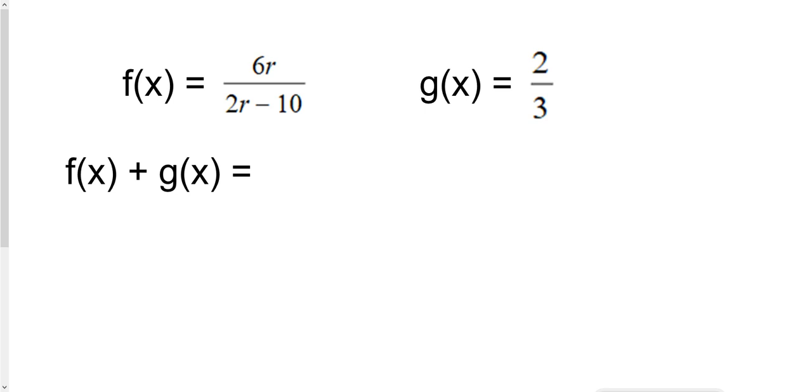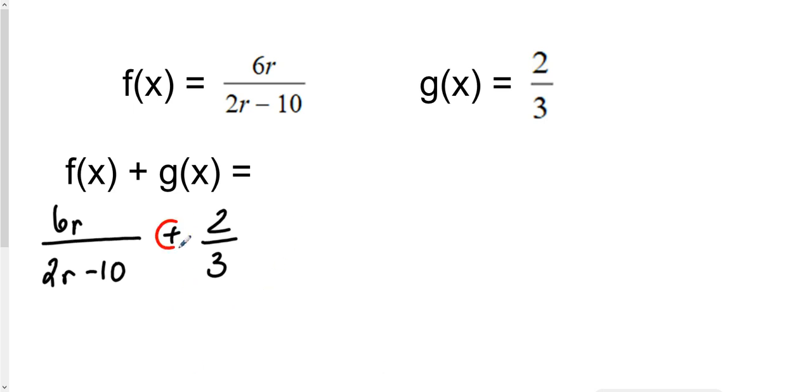Now let's look at a second example problem. Pay attention this time. We have a plus sign, so it's f of x plus g of x. All right, let's substitute what f of x is. F of x is 6r over 2r minus 10, plus my g of x, and that is 2 over 3. Well, I have a plus sign, so I have addition. So when we have addition, remember, we need common denominators.